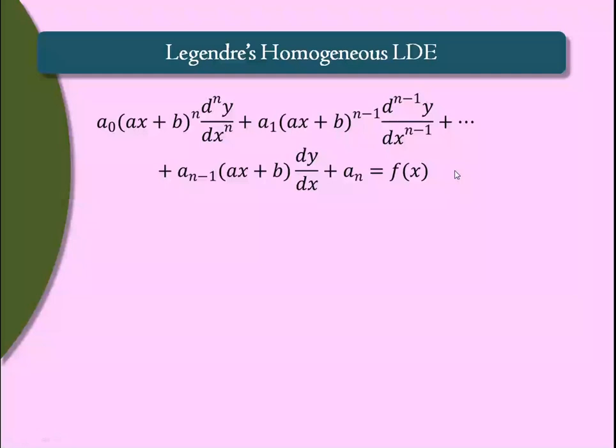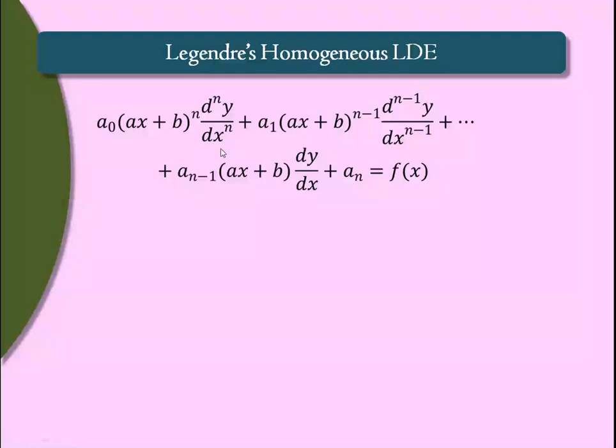Up till now we have taken differential equations in which, together with the derivatives, we only had constant terms. But here, if the power of ax+b and the order of the derivative are the same, then such an equation is called Legendre's equation. If they are not the same, check whether we can make them the same, order and power. If we can, it becomes a Legendre's homogeneous linear differential equation.